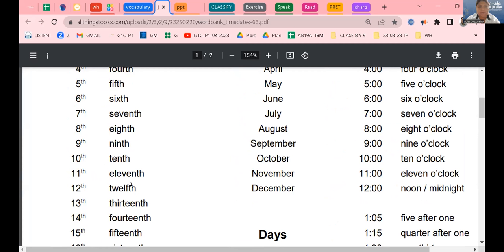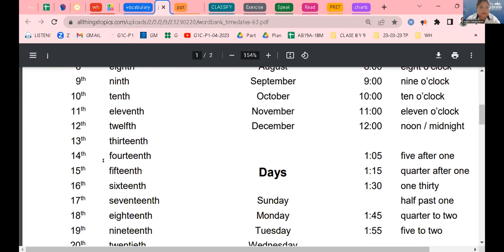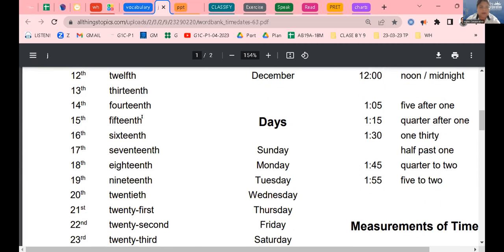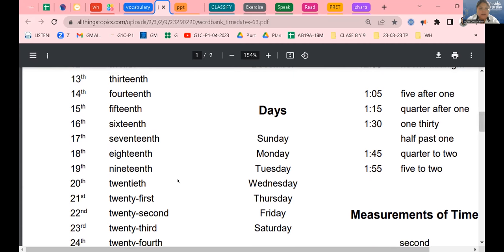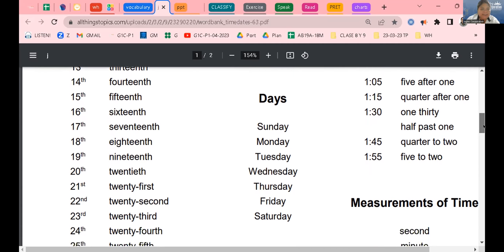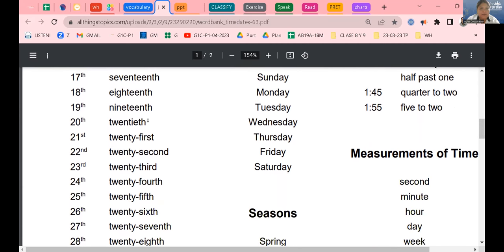Eleventh. Thirteenth. 14th. 15th. 16th. 17th. 18th. 19th. 20th. The 20th of May, it's my favorite date. Okay, let's see. And when we finish with the 20th, we continue with 21st.